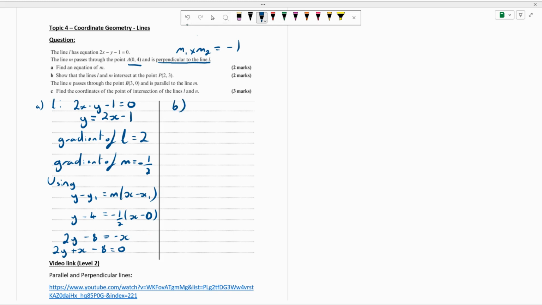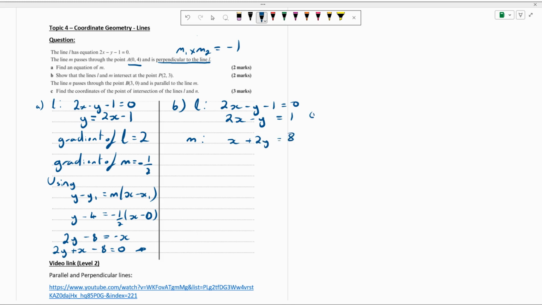Now part B: show that lines L and M intersect at the point P, which is 2, 3. If I want to see where two lines intersect, I need to do simultaneous equations. So line L is currently, what did they give me? They gave me 2x minus y minus 1 is 0. So let me just rearrange that again: 2x minus y is 1. Let me take line M, which is this equation down here. So I've got x plus 2y is equal to 8 if I rearrange that in another format.